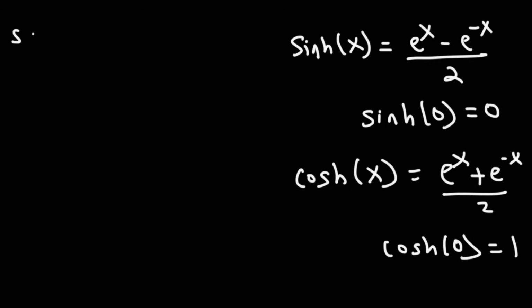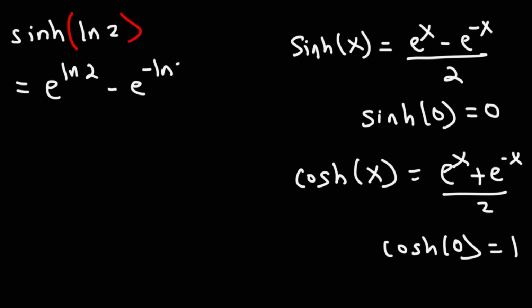Try this one. What is the value of hyperbolic sine of ln 2? Go ahead and work on that problem. So this is going to be e raised to the ln 2 minus e to the negative ln 2 over 2. Now what is e to the ln 2? When dealing with natural logs, you have a base e here. It turns out that these cancel out and you just get 2.